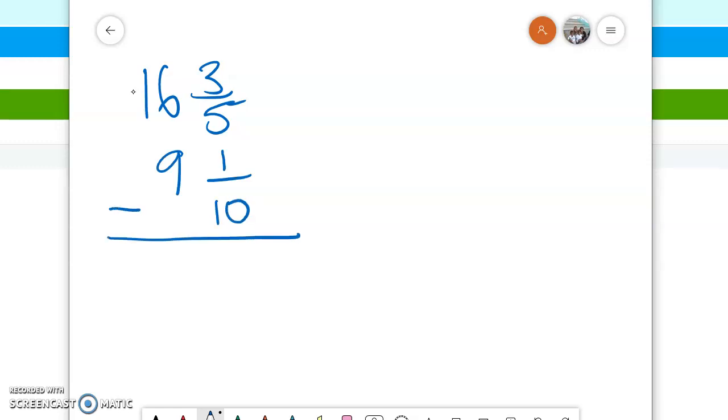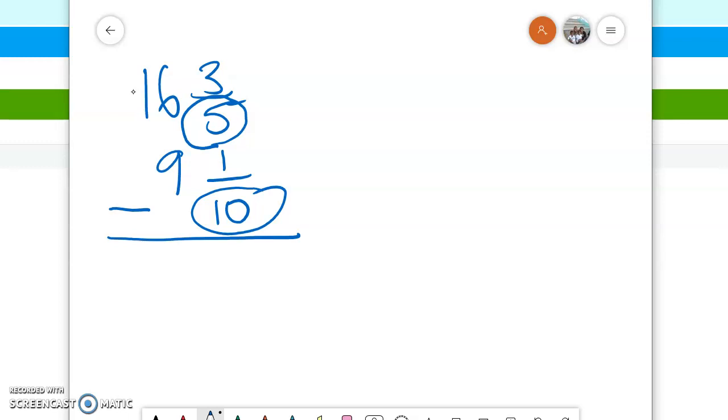Okay, so our problem was 16 3/5. We determined that we're subtracting. So when we're subtracting especially, we want to write it like a normal subtraction problem, up and down. What we'll notice is something really important, that our denominators are not the same, and that can't be. So what we need to do is determine, okay, what could our common denominator be?